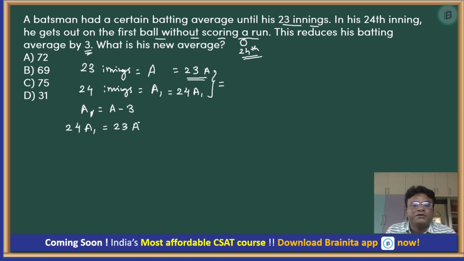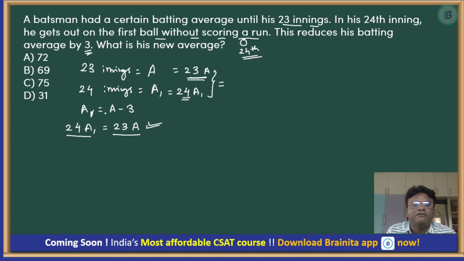So these are the two equations that we get. I hope you have understood this, but clicking this is very important, that the total number of runs after 23 and 24 innings is same, and equation wise this is 24A1 and this is 23A, right? But the values of both are same. That's why we wrote this second equation.